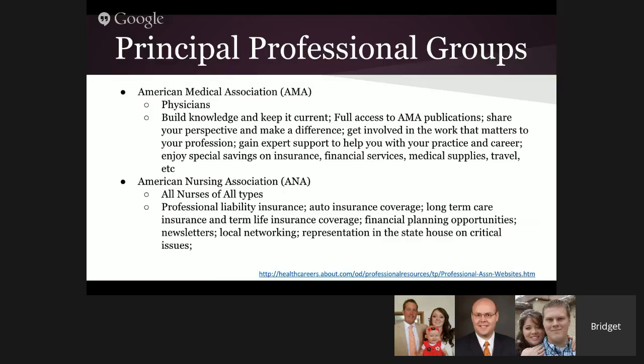The benefits of this are they give professional liability insurance, auto insurance coverage, long-term care insurance, and term life insurance coverage. They give financial planning opportunities, newsletters, local networking, and representation in the state house on critical issues. And then the AMA helps physicians help patients by uniting physicians nationwide. So these are both beneficial groups for those that are in the medical field and are physicians and nurses.